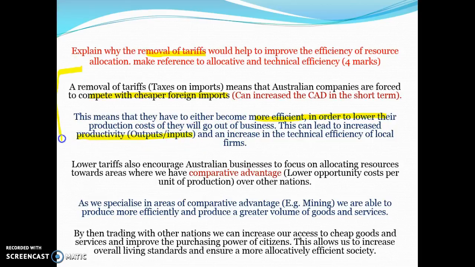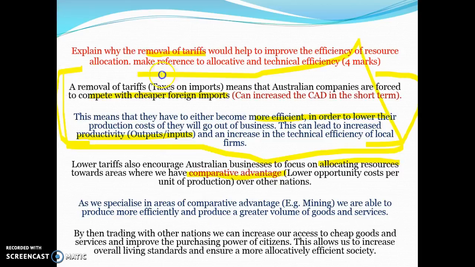Again, this is all just related to a more competitive market and how that boosts technical efficiency. Lower tariffs, though, will also force Australian businesses to focus on allocating resources to areas of comparative advantage, where we have the lower opportunity cost. So not only are we becoming more efficient because there's more competition, but also specialising in areas of comparative advantage.